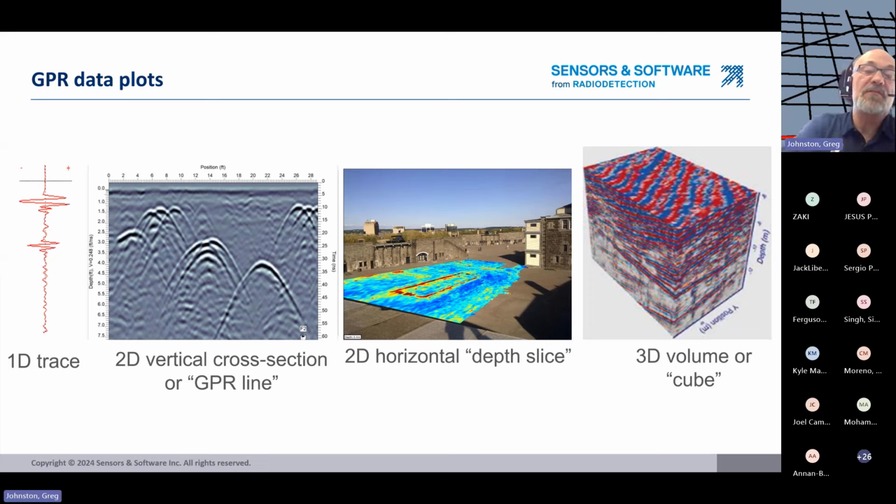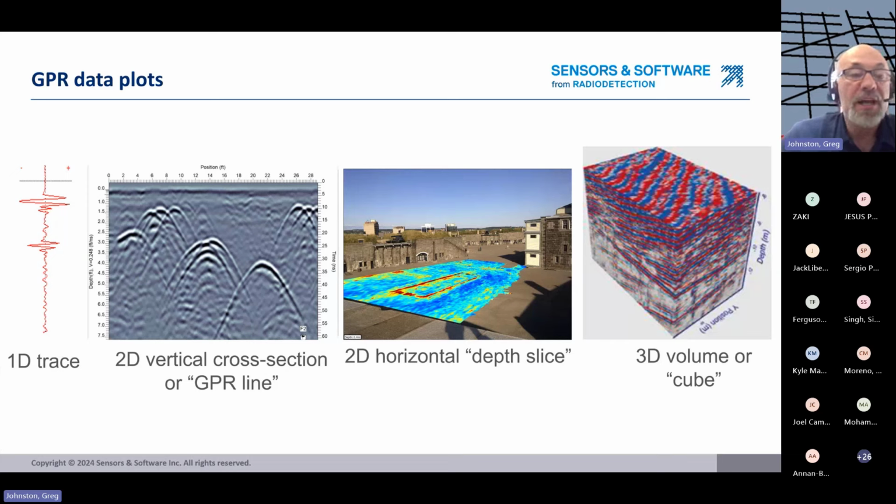Next to that, if you have a series of traces, all one after the other, at different positions but with equal spacing, that creates a GPR line, which is a 2D vertical cross-section of the subsurface. When multiple GPR lines collected together cover an area, either collected as a grid or as a pseudo grid, as I mentioned earlier, they can be combined, processed, and plotted as a series of depth slices. And a depth slice is a 2D horizontal map of the subsurface at a specific depth.